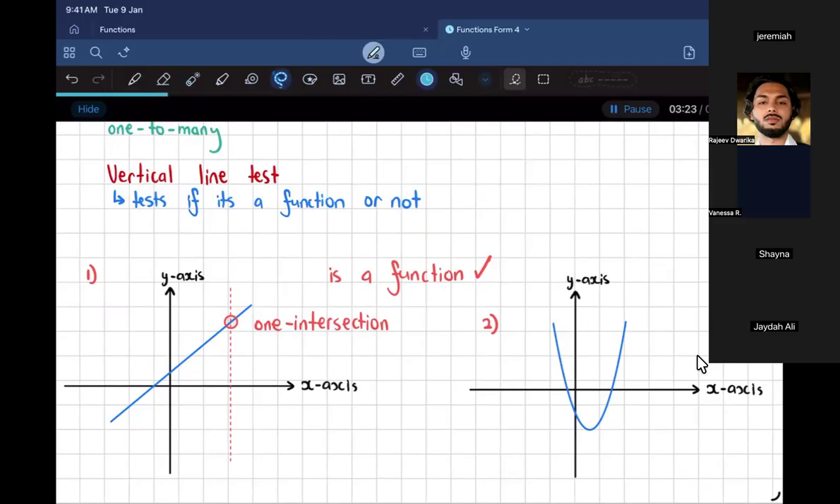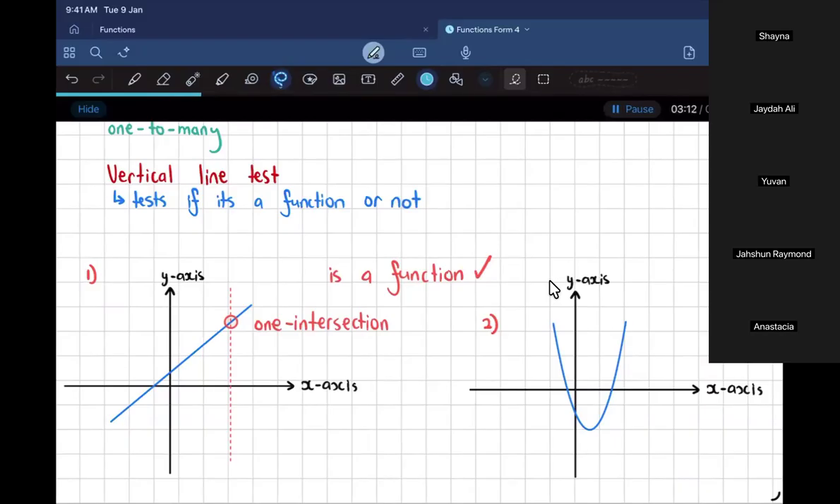Joshon, tell me if this vertical line test is confusing you. Tell me if it's giving you some trouble. No, it's not confusing us. Okay, good. Glad to hear you have it unlocked.